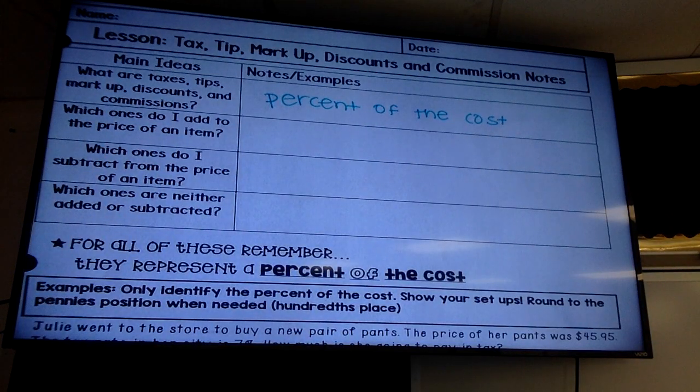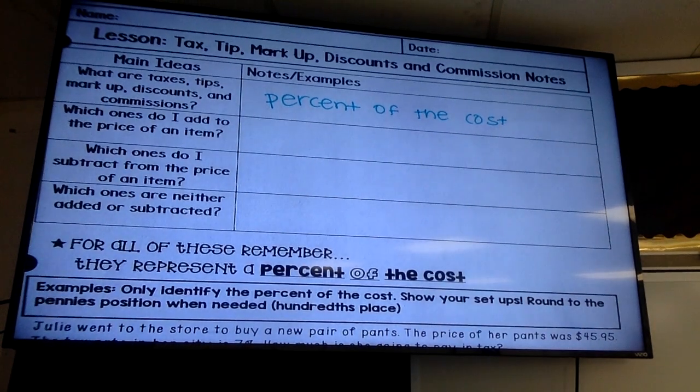Okay, so a tax is an extra fee you pay when you buy an item. A tip is an extra fee you pay to the server that serves you a meal or the taxi driver that drives you somewhere. A markup is a certain percent that stores put on the cost of an item so that they make money. A discount would be an example of when something is on sale or a coupon. That's a discount. You get to take money off of the price of an item.